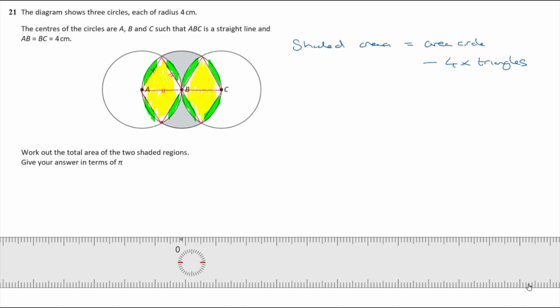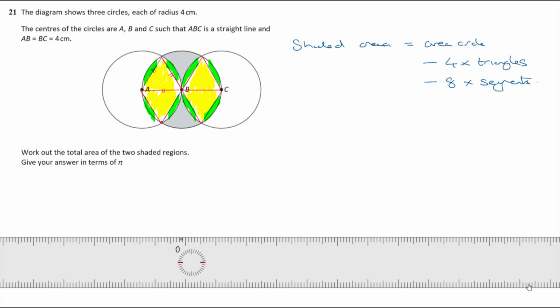So I'm going to have to take off 4 of the triangles, and I'm going to have to take off 8 of those segments. Okay, that's what I need to do. So in order to work out the shaded part, I need to work out those 3 things. The area of the circle, which is easy, that's just pi r squared. And then I need to work out the area of one of those triangles and times it by 4. And I need to find the area of one of those segments and times it by 8. And then if I subtract that all away from the circle, I'm going to get the shaded area left. Okay, so that's what we're going to do.